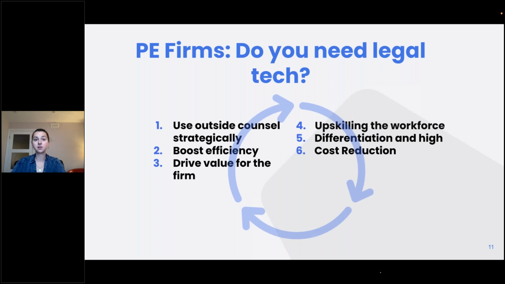Legal tech offers a very tailored tool and platform to streamline all these different processes, automating maybe routine tasks, enhancing risk management, and really ensuring regulatory compliance. By harnessing the power of technology, PE firms can optimize resource allocation, accelerating deal timelines, mitigating legal risk, and ultimately driving greater value for their portfolio companies and investors alike.